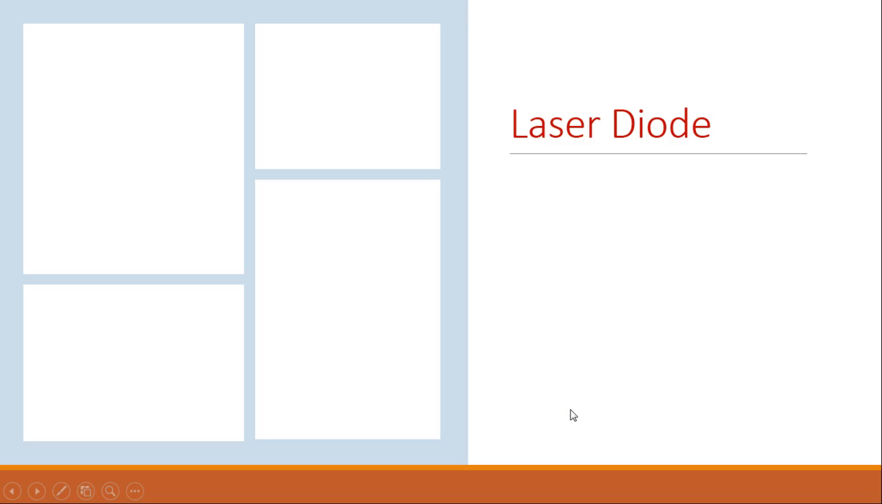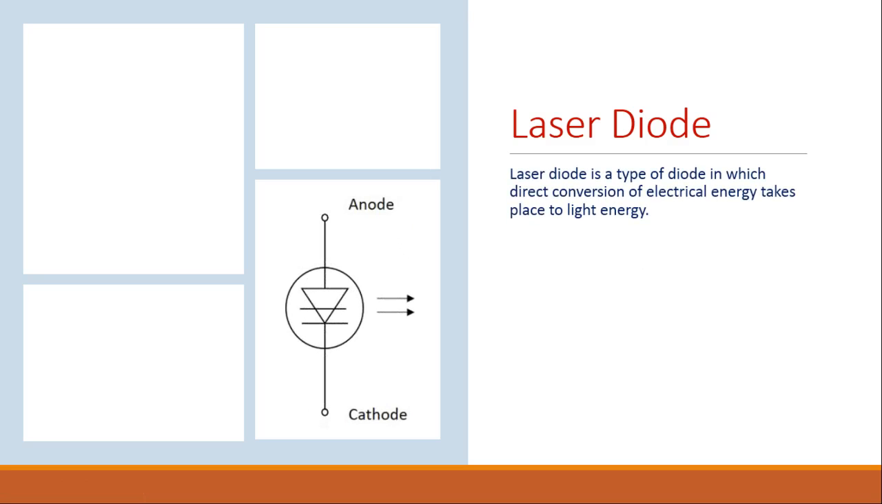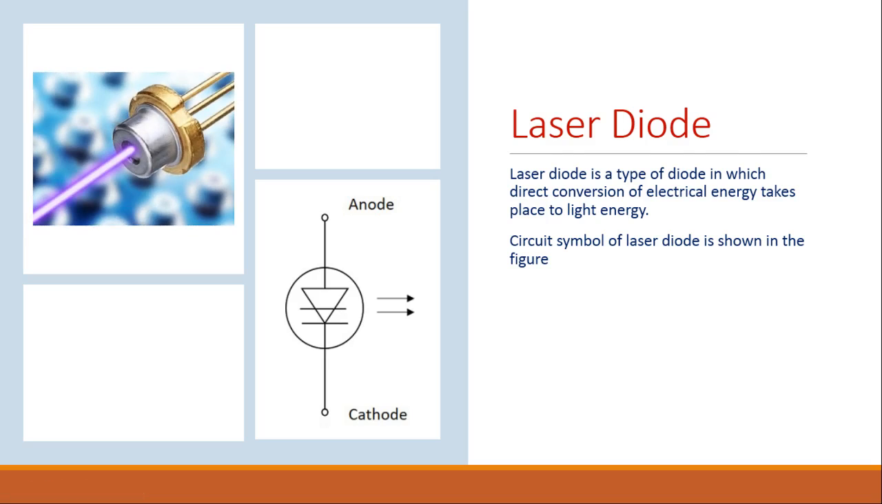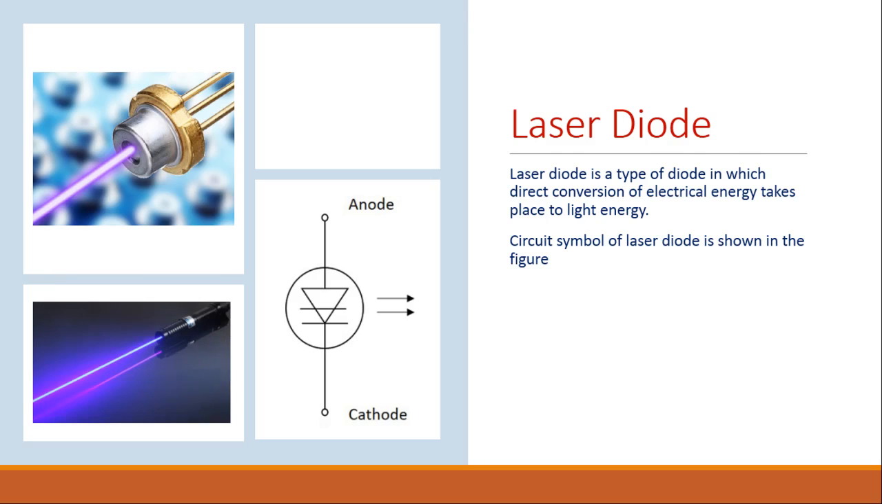and some of the actual photographs of the photodiode are also shown. Laser diode is also one such type of specially designed PN junction diode, in which again direct conversion of electrical energy takes place to light energy. This is the circuit symbol of laser diode. Observe it very carefully, little different from LED, little different from PN junction diode. So, from the circuit symbol always we can identify, or we must identify, what type of diode it is.